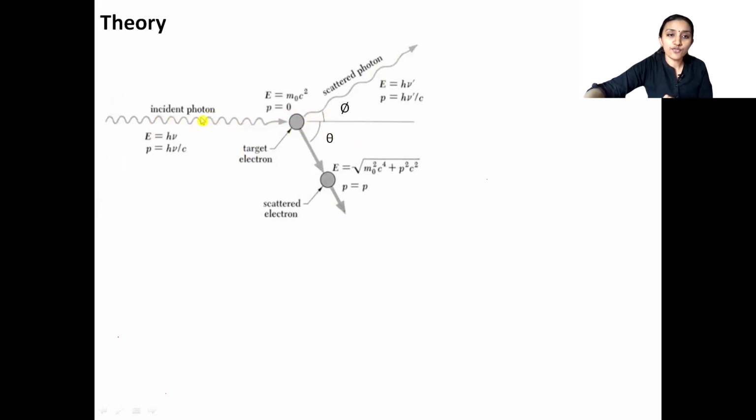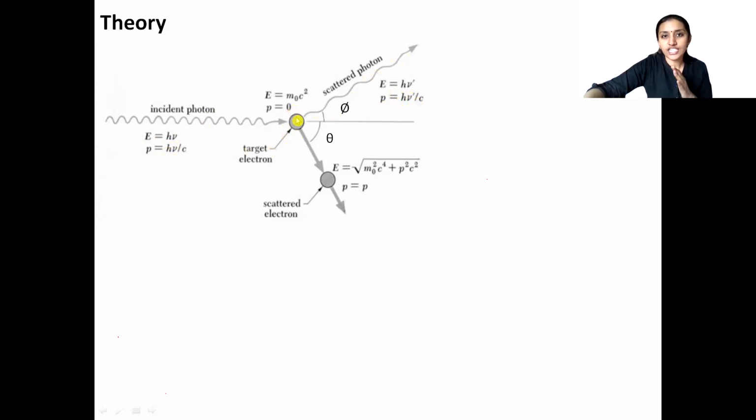Now, suppose that the photon has an incident frequency nu and the momentum P is given by E by C, so it is h nu by C. The scattered photon is at a different frequency nu dash, so the energy E equals h nu dash and P equals h nu dash by C.